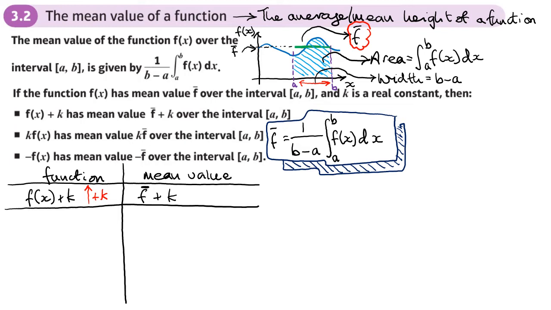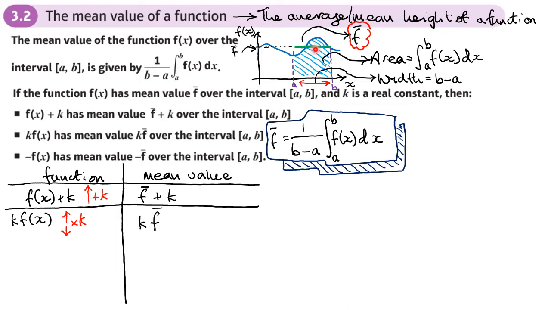Okay, let's say we've got another transformation, which is we take our original function and we multiply it by k. Now what does that mean? That means that the graph is going to stretch by k in the y direction. Now since the mean value is basically a value of y, what happens to the mean? Well, that's going to also get multiplied by k.